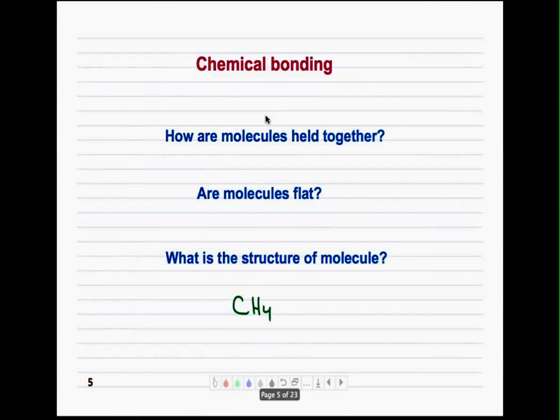First of all, we're gonna see the bonding, what kind of bonding. Second, we're gonna look at the shape of the molecules. Are the molecules flat? Are they tetrahedral? We're gonna talk about the geometry, the 3-dimensional geometry of those molecules.